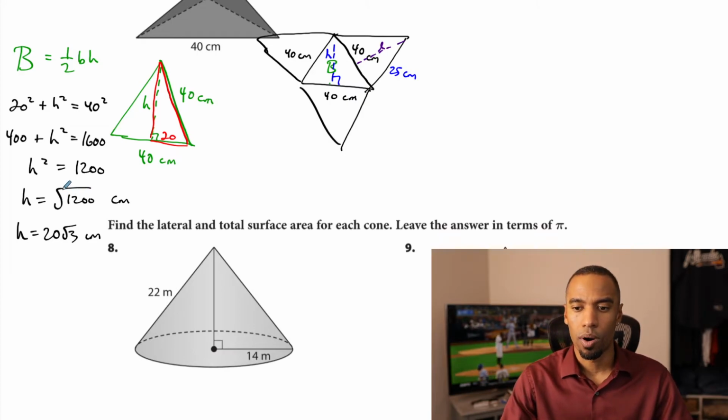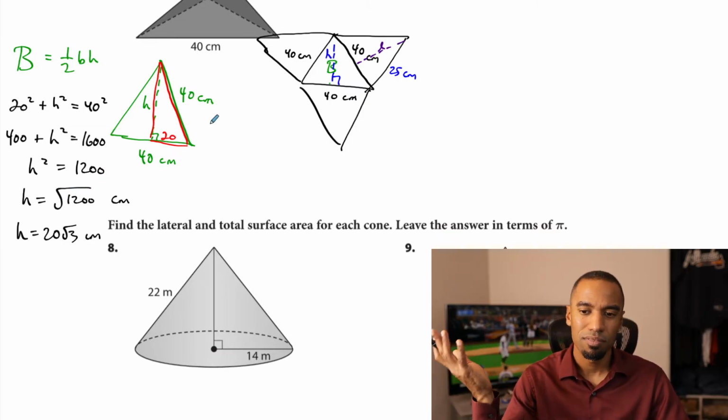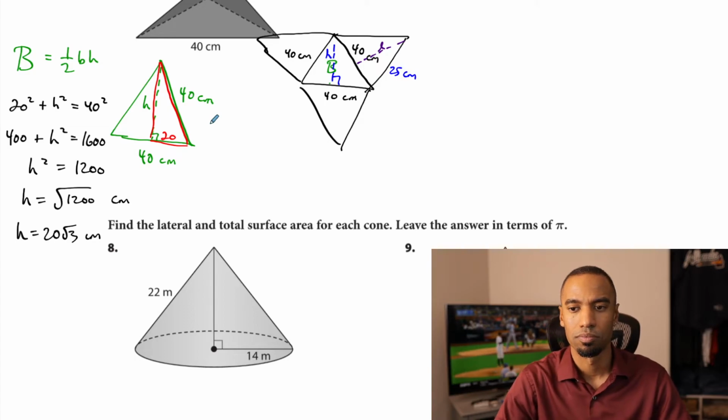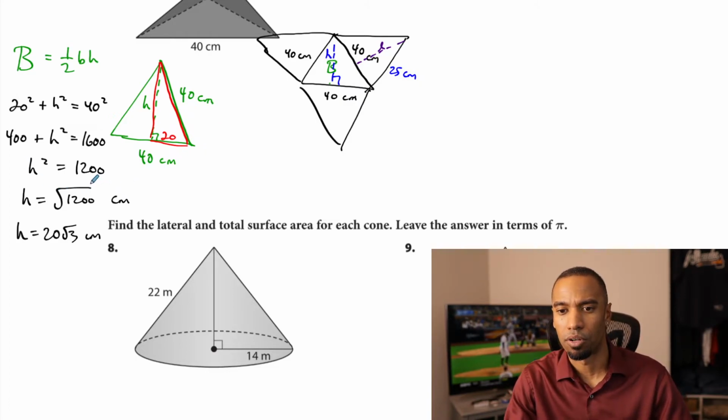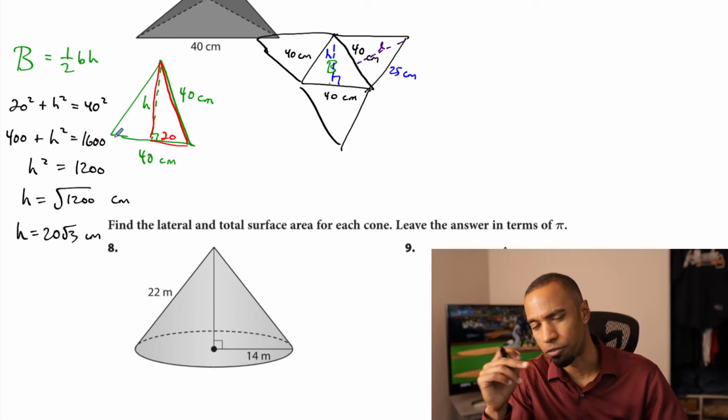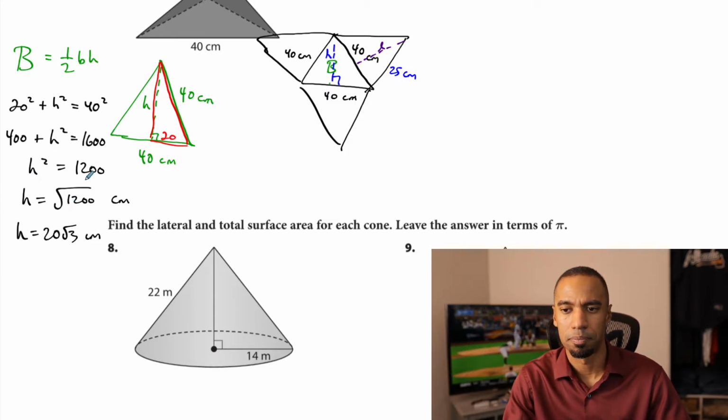So, square root of 1200 centimeters, it's around, I don't know. Probably around 34, something like that. But I don't know. Sorry, 34. I don't know for sure. Anyway, so there's our height as an exact number.